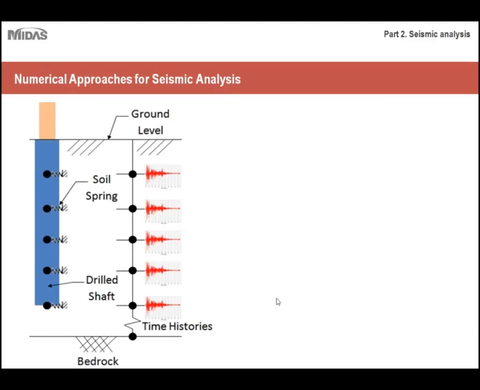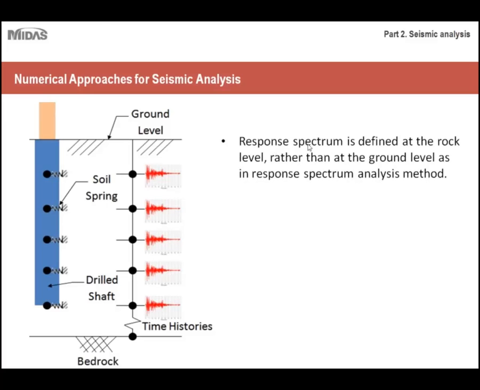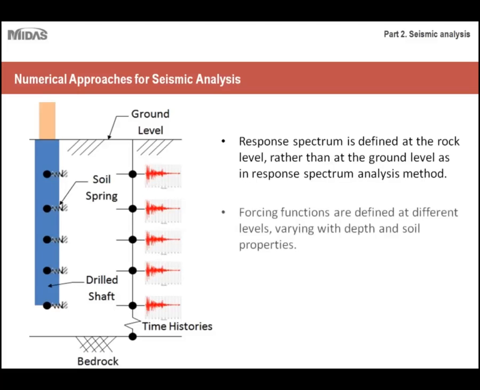Okay, so let's talk a little bit more about soil springs. Here we have another example, a 2D example of how soil springs are being applied to a drilled shaft. Because the soil varies on these different levels, and also because of the different positions of these nodes themselves, each of these soil springs has a different time history function attached to it. The response spectrum is defined at the rock level rather than at the ground level as in the response spectrum analysis method. And then forcing functions are defined at different levels, varying with depth and soil properties.